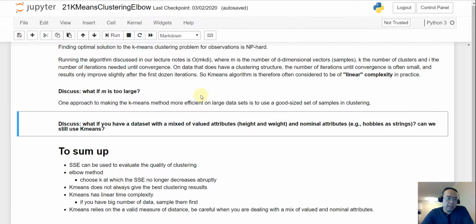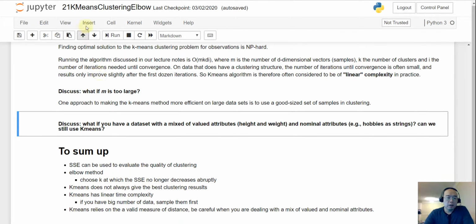Okay, a very quick sum up. The SSE can be used to evaluate the quality of the clustering. And remember, we want to do the elbow method. When we track the drops of the SSE, we will see at the very first there is a very quick drop, and then after a point the SSE is still dropping, but the drop rate is much slower. The turning point of the K will be the point we want to pick.